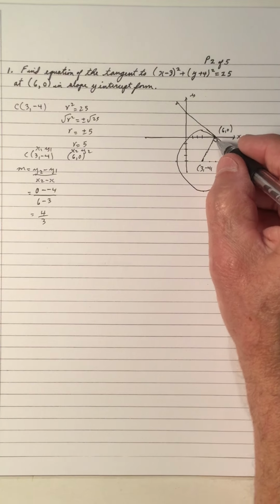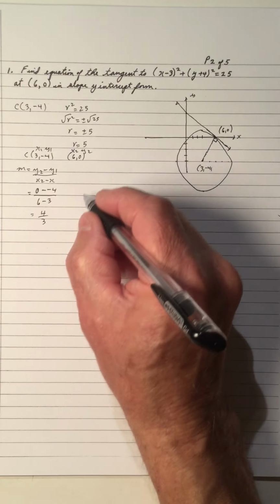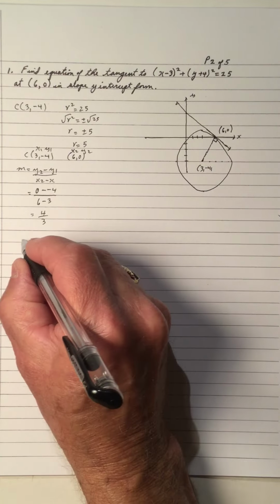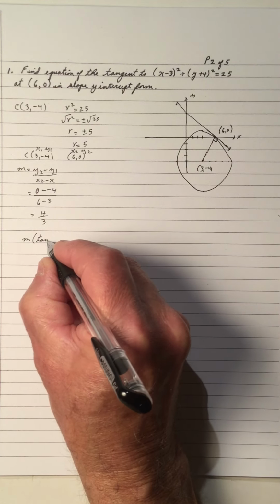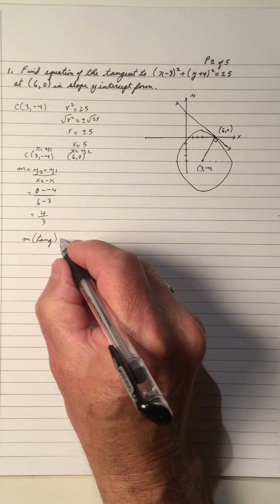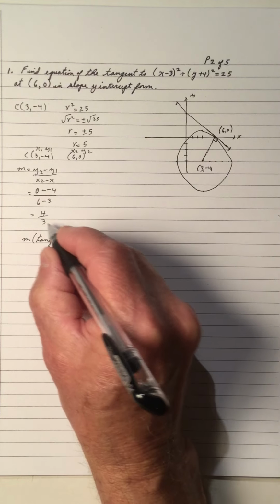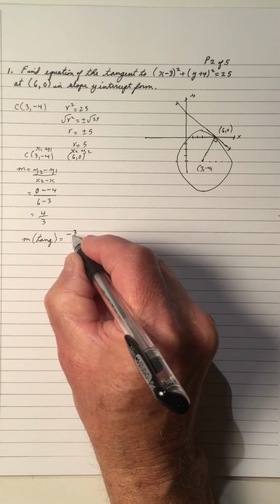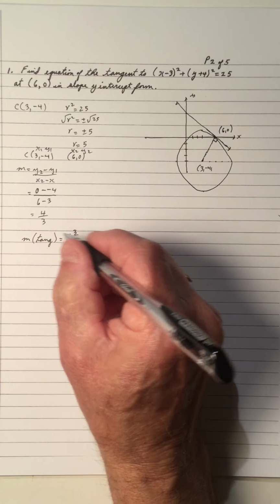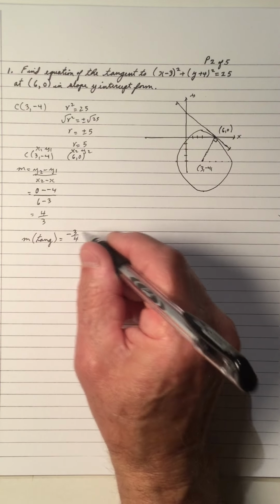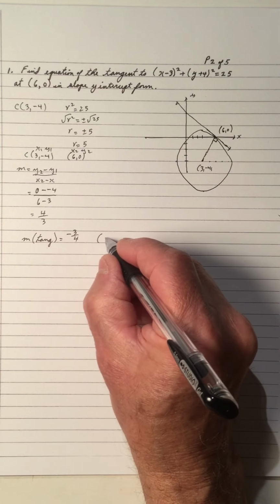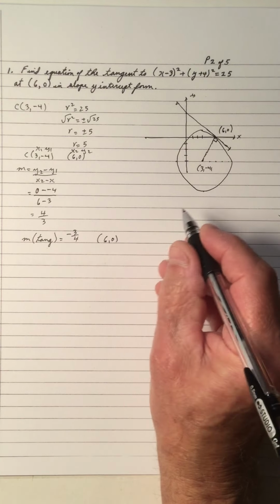And what happens with a tangent, because it's perpendicular, is the slope of the tangent, I'll just write it like that, is the negative reciprocal. So you flip it upside down, which is 3 over 4, and you take the opposite sign. So the slope of the tangent is negative 3 over 4. And it's going through the point (6, 0).